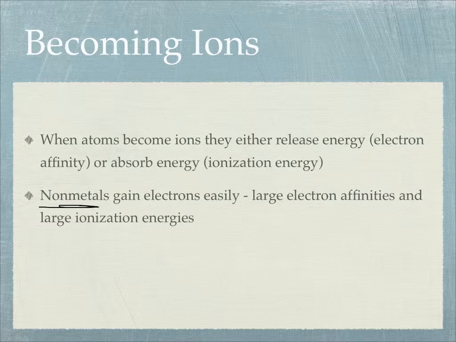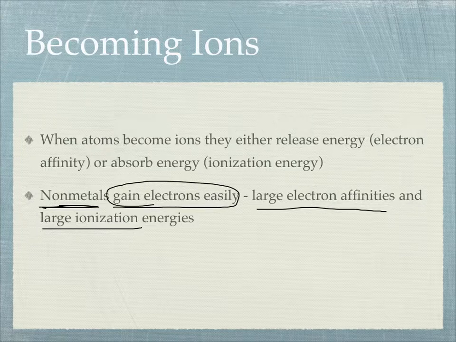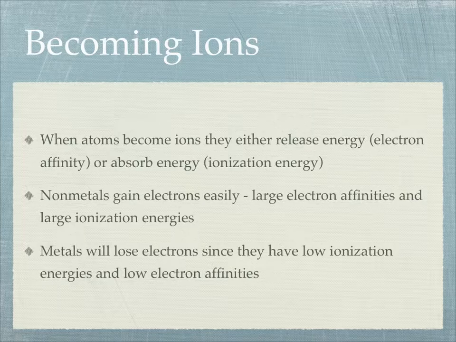Now, nonmetals have very large affinities and large ionization energies. They want to gain electrons, and they do it easily. Affinity is how much you like it, so they really like to have a new electron. And ionization energy would be how hard it would be for somebody to take it away from you. If they really like another one, they're not going to give it up very well. Metals are just the opposite. They have low ionization energy and low electron affinities. They will readily give up that electron.